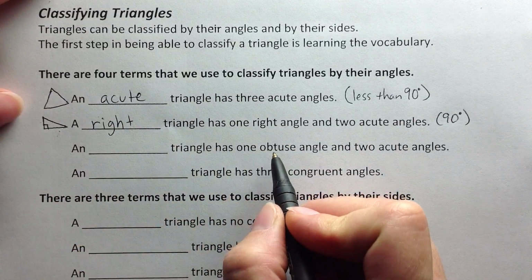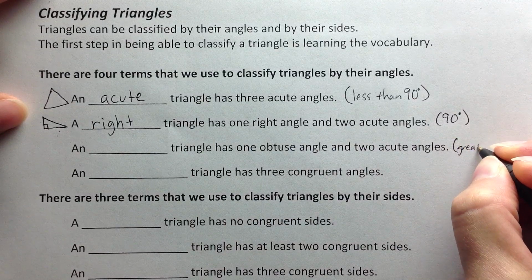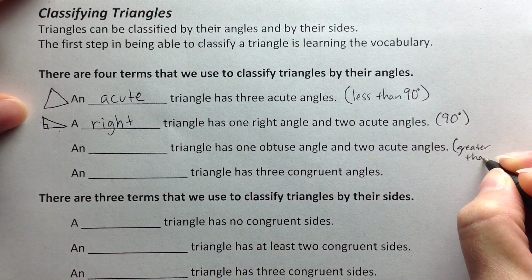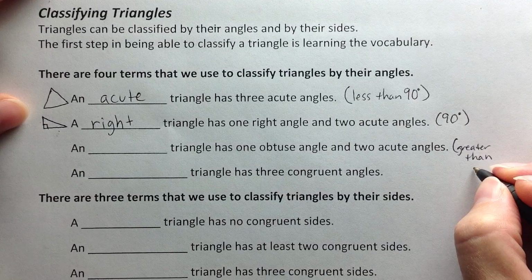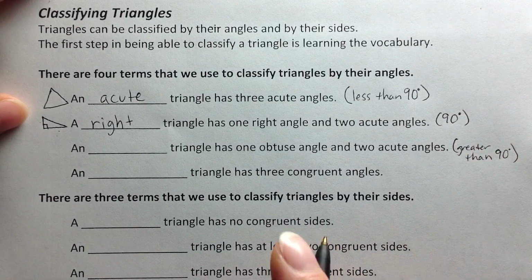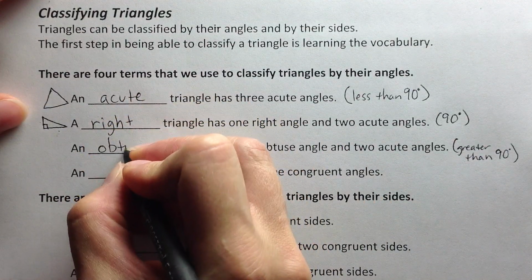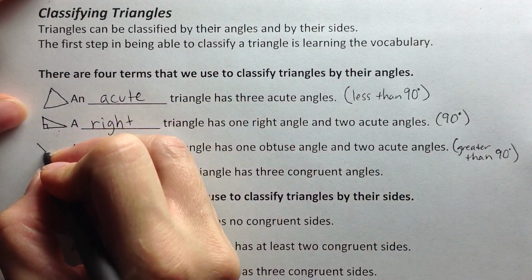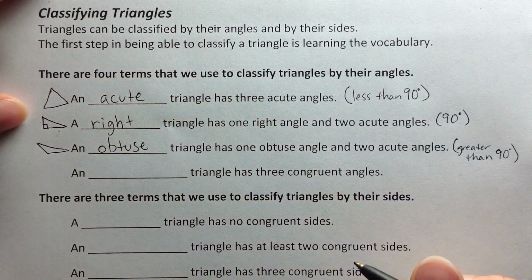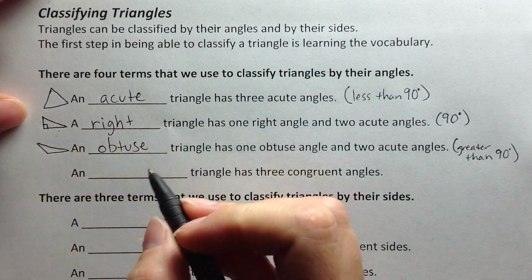Okay, a triangle with one obtuse angle. So obtuse, remember, are the angles that are greater than 90. Okay, that's going to be obtuse. And that looks something like that. Okay, there's my angle that's obtuse.